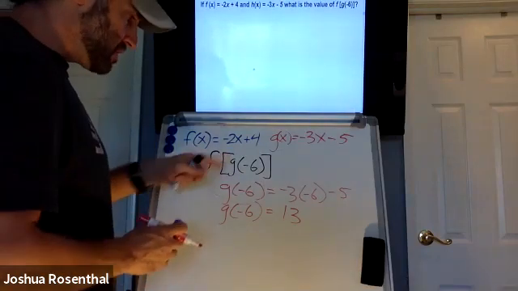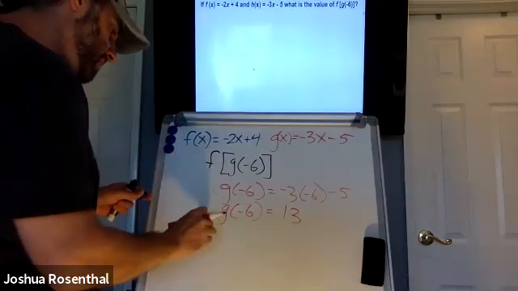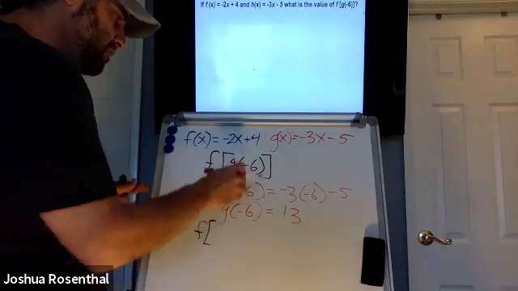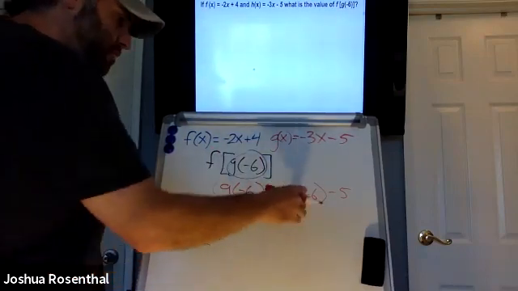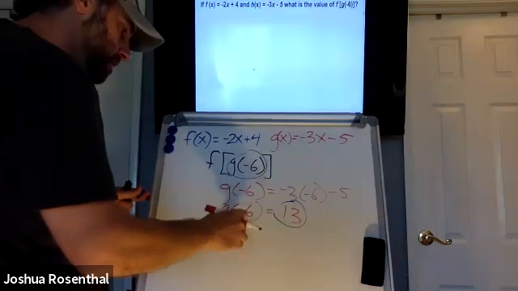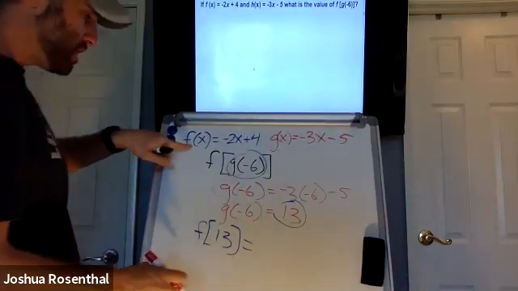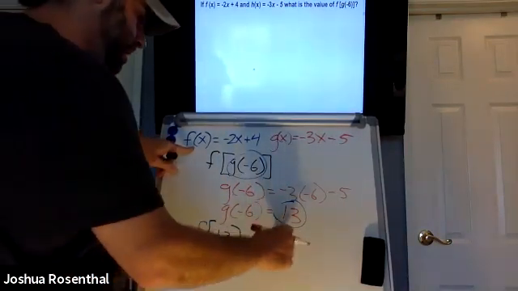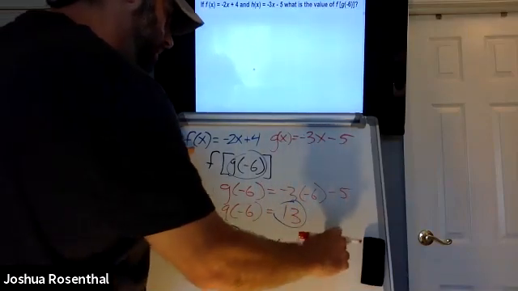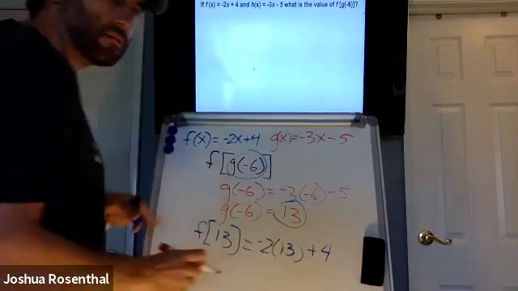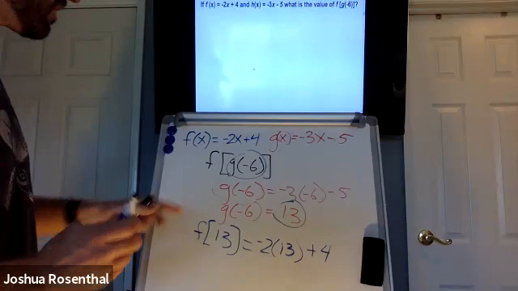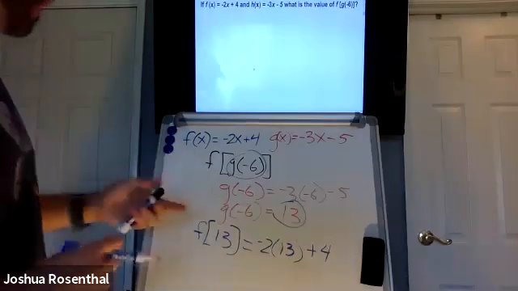F of 13, so I'm going to rewrite this as f of, take this out and put this in. F of 13 means I'm going to use this equation and substitute for the x, 13. What? Why wouldn't I do that? No, I'm just confused. Okay, hold on.